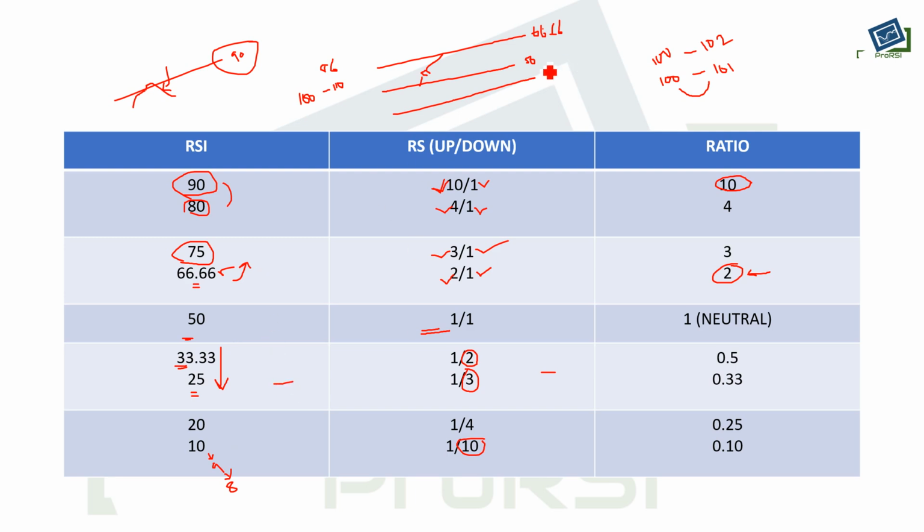Now when we are deep into the oversold area, suppose this is a level of 10, we are deep into the oversold area.